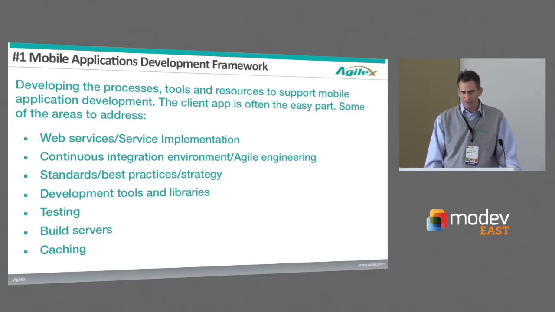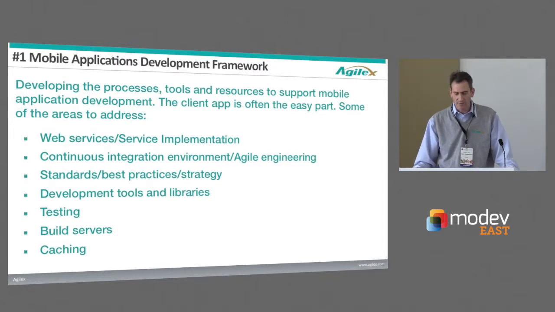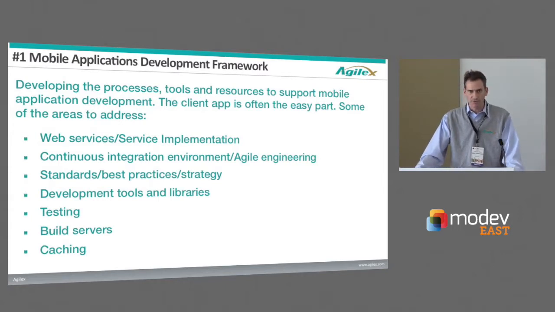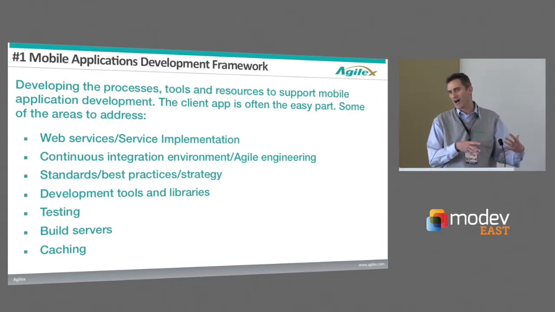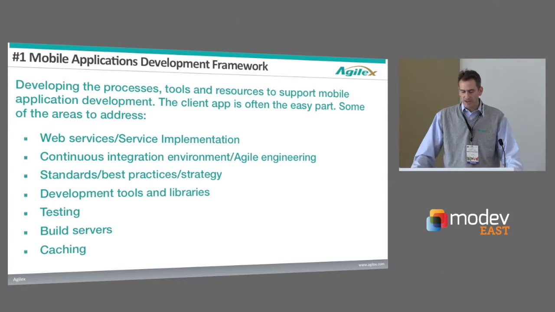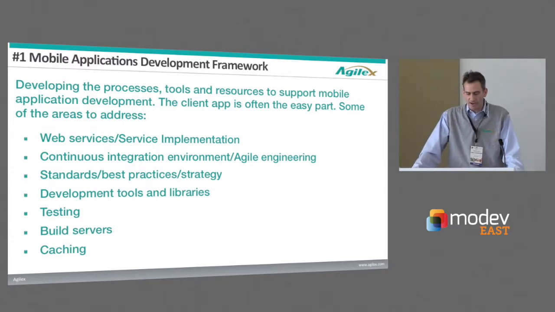So the first pillar that we have is a mobile application development framework. What exactly does this mean? It's essentially about the processes, the tools, and the resources to support mobile application development. And you'll notice here it's not really addressing whether you should use HTML5 or native or hybrid apps. That's part of it, but it's more of these larger areas.